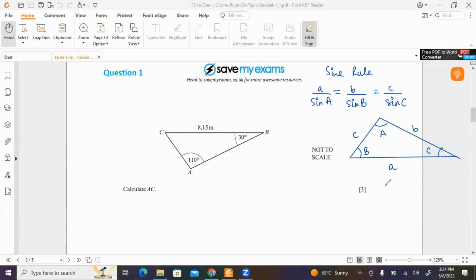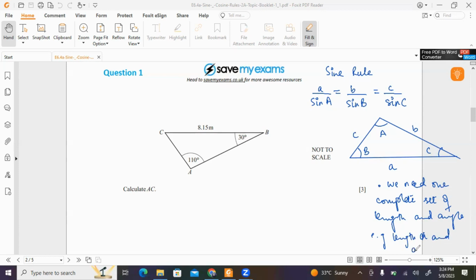So keeping that in mind, I'm going to write the conditions over here. We need one complete set of length and angle, for example, length a and angle A. So now, keeping the condition in mind, let's look at the question.